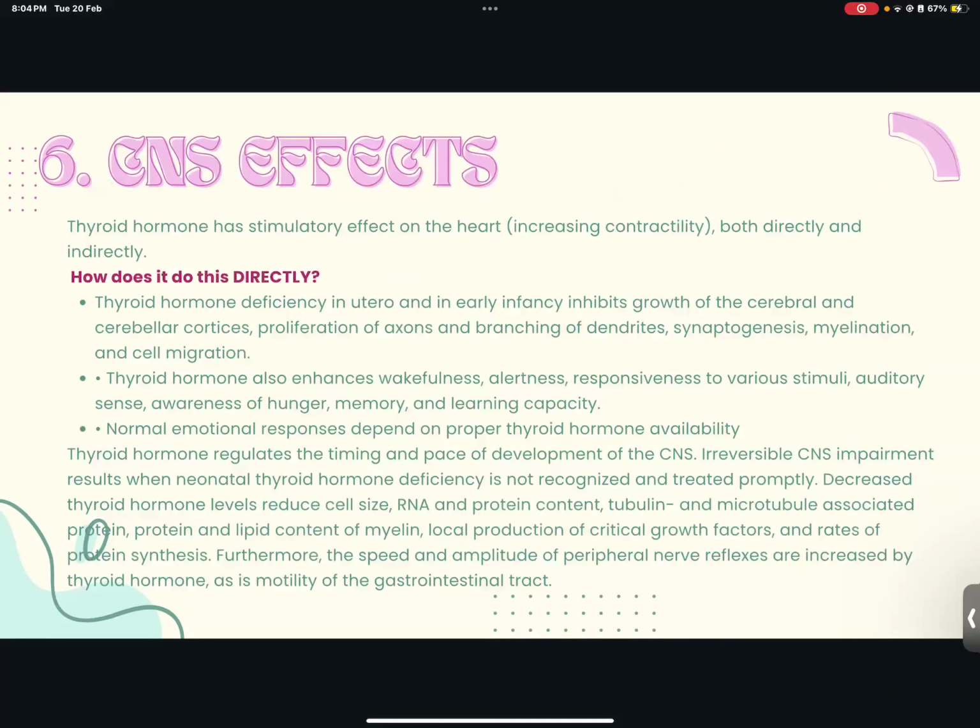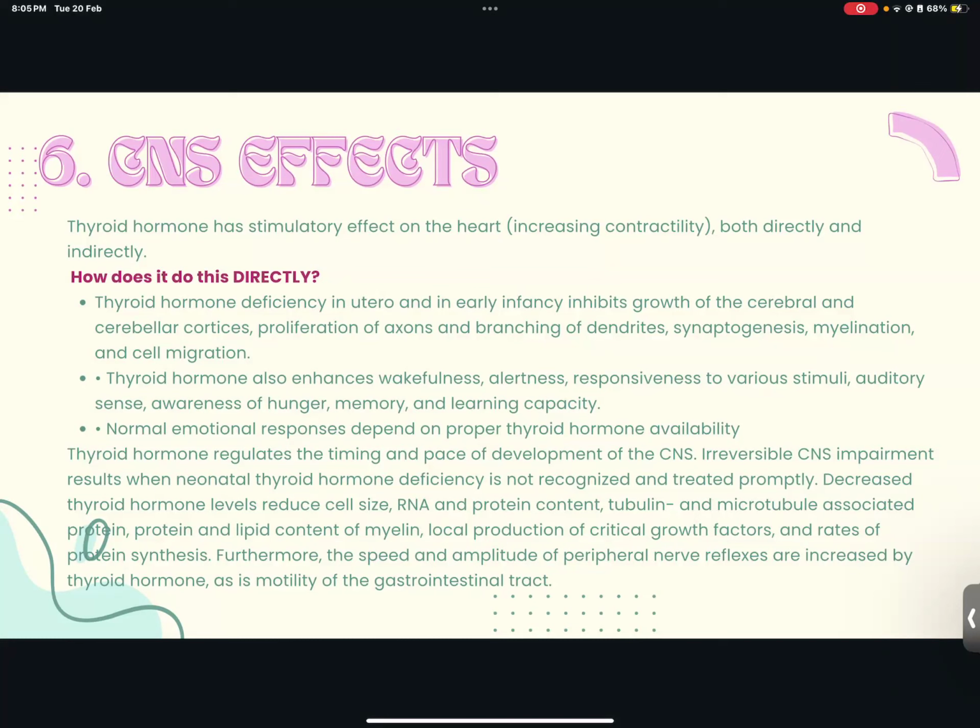Now the effects it has on the CNS. Again, I made a mistake here that should have been deleted. So how does the thyroid hormone affect the CNS and its effects? Basically, thyroid hormone plays a very important role in the growth of the brain and the cerebellum, increasing the size of the axons and the branching of the dendrites and the production of synapses, and also myelination and cell migration, so neural crest cell migration.